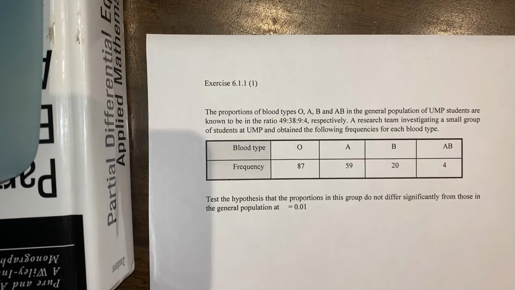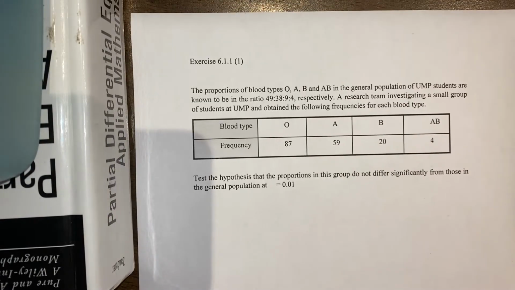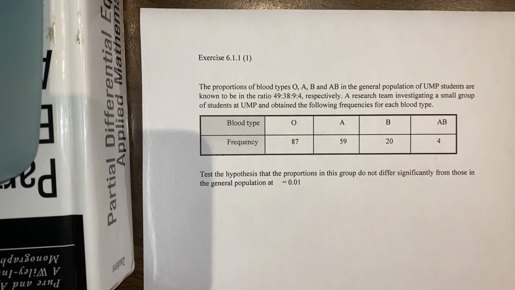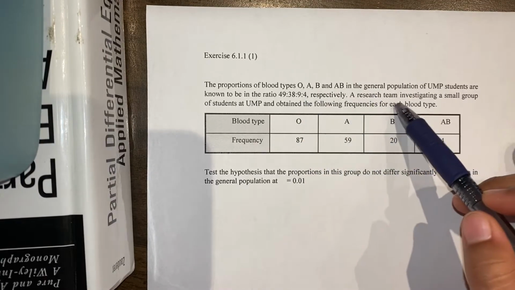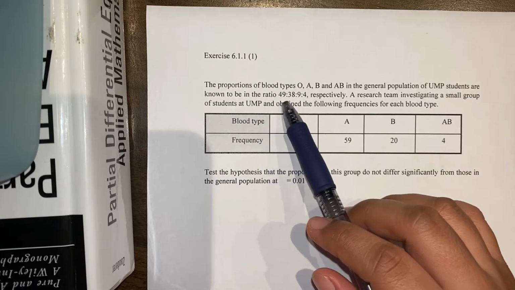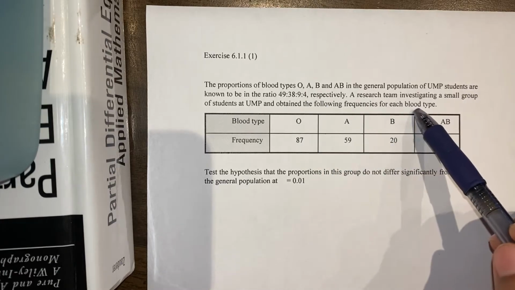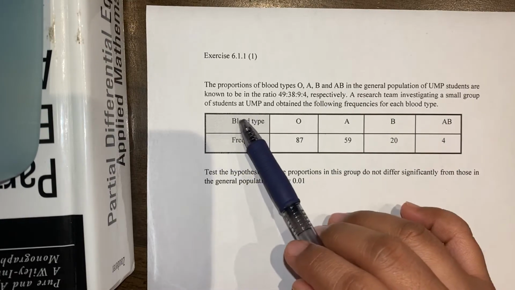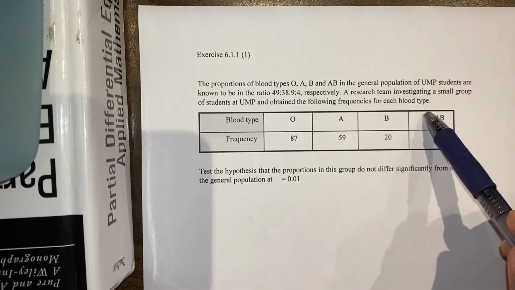I'm going to discuss exercise 6.1.1 number 1. Again, traditional method. The proportion of the blood types O, A, B and AB in the general population of UMP students are known to be in the ratio 49, 38, 9, 4 respectively. A research team investigating a small group of students at UMP obtained the following frequency for each blood type.